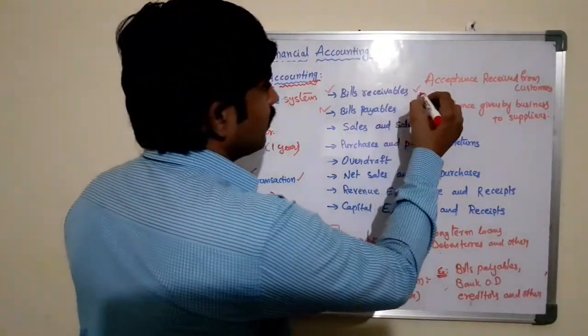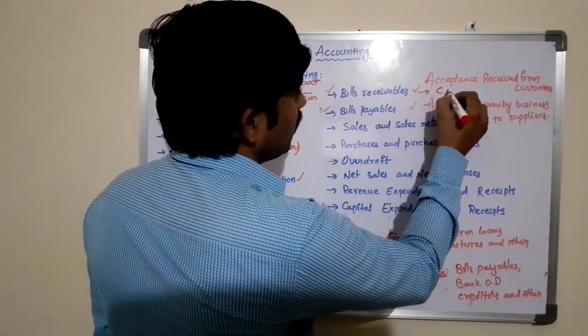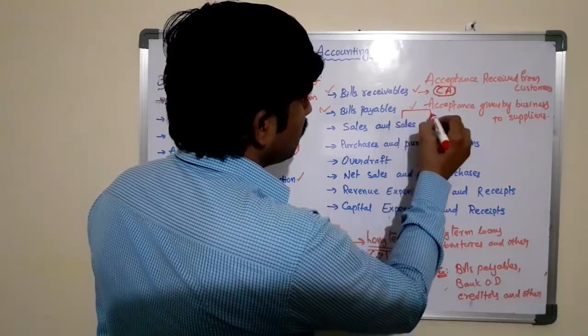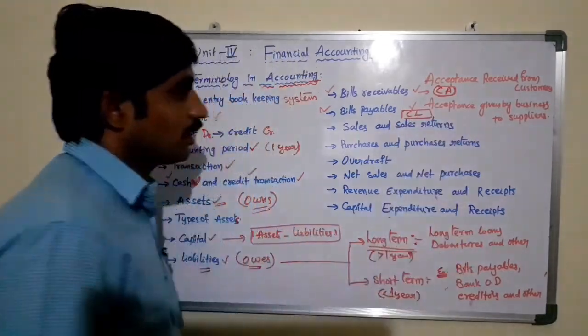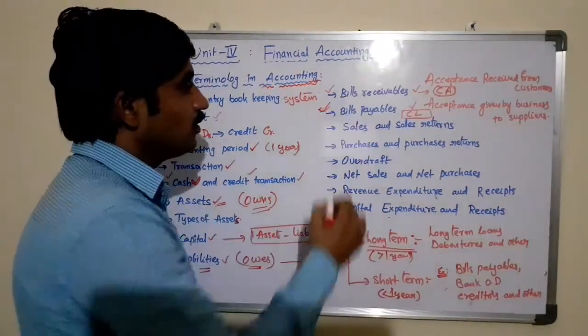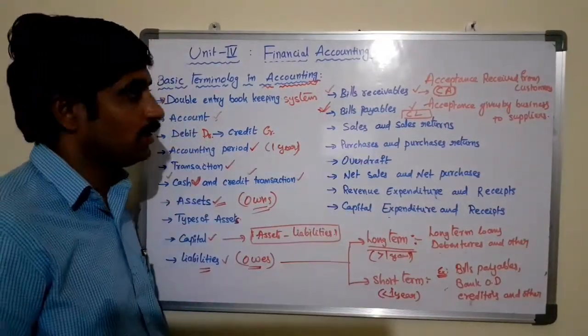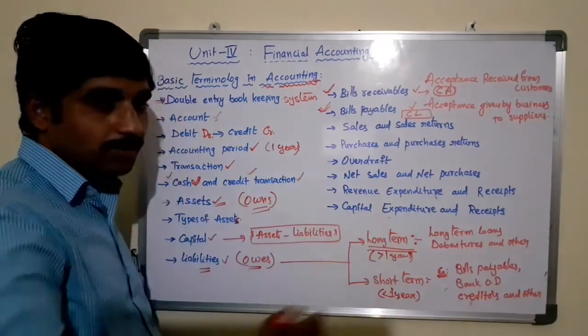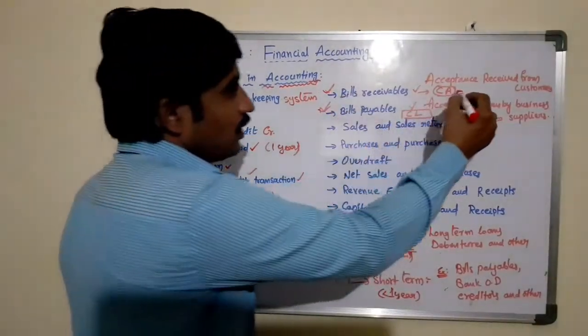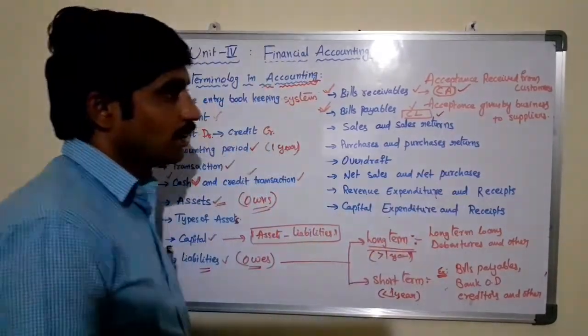So this is the item which is known as a current asset. Bills receivable is a current asset, and bills payable is the item which comes under the current liabilities. It means this payment will be cleared in a very short period, and that amount will be received from the customer in a very short period. So these two come under the current assets and the current liabilities.